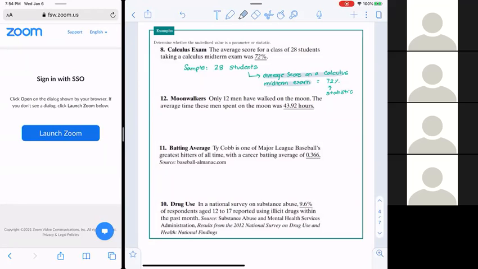So we have 12 men who have walked on the moon, and the average time they spent on the moon was 43.92 hours. So I can break this problem down as to what the parameter is. The parameter is the quantity of interest. What were we interested in? The average time.